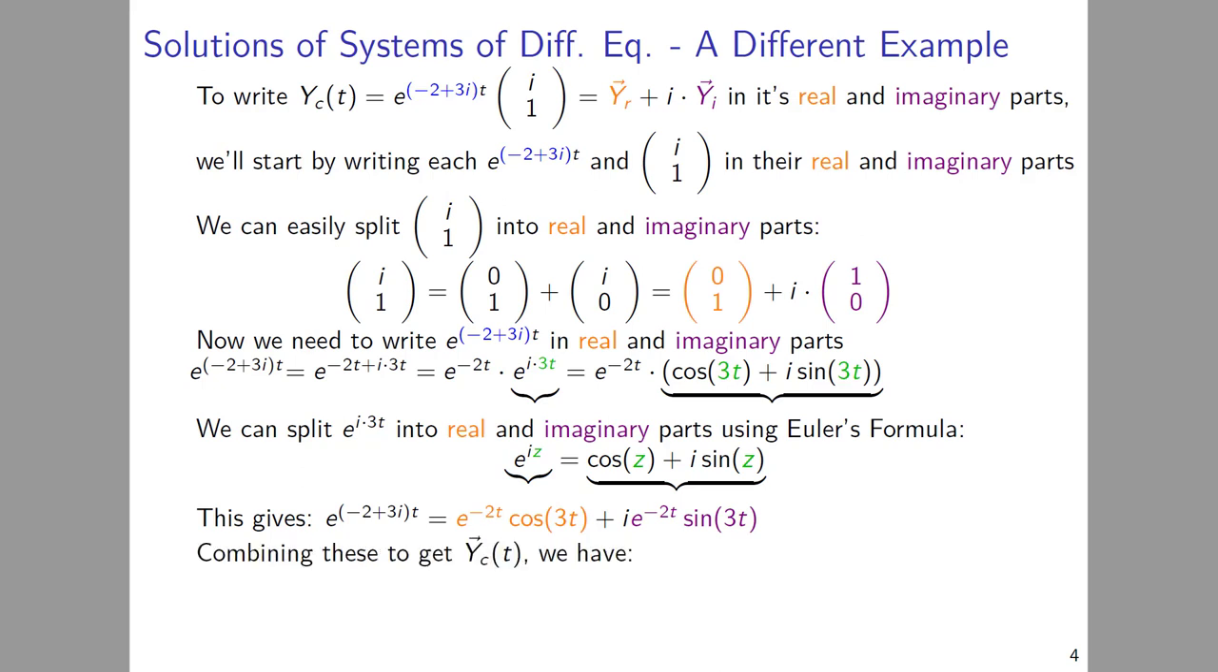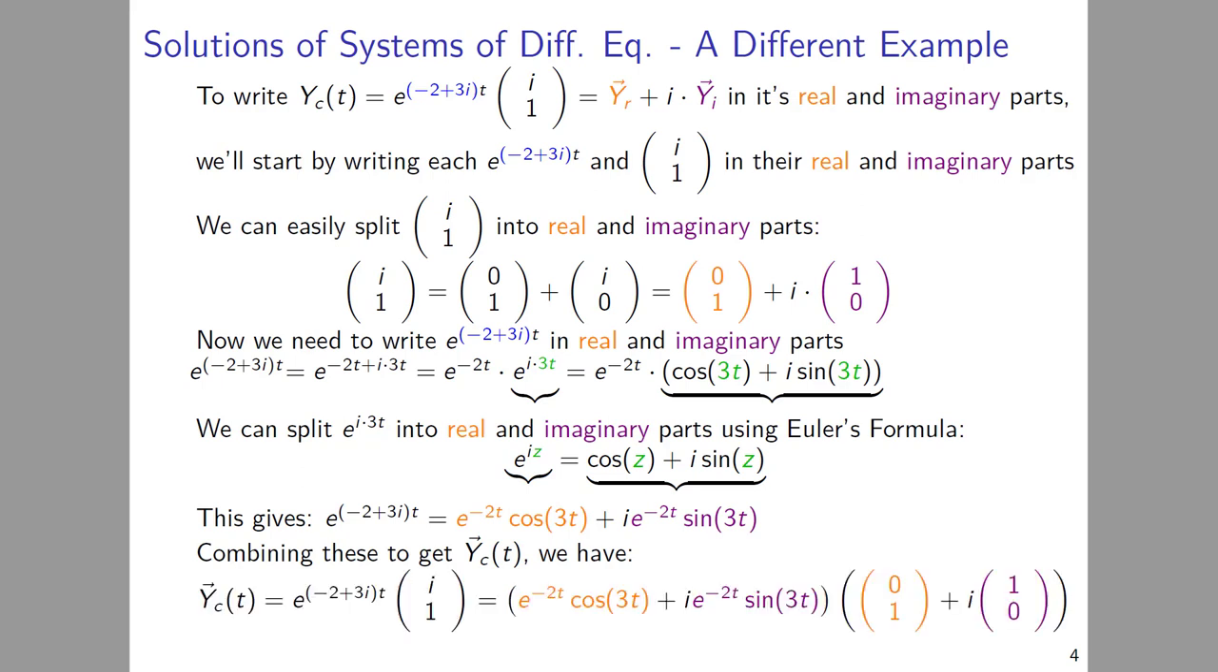In combining these two things, we get our complex solution rewritten as y sub c of t, which is e to the negative 2 plus 3it times the vector i, 1, is equal to e to the negative 2t cosine 3t plus i times e to the negative 2t sine 3t, which came from that exponential written in its real and imaginary parts, all times our vector written in its real and imaginary parts, 0, 1, plus i times 1, 0.